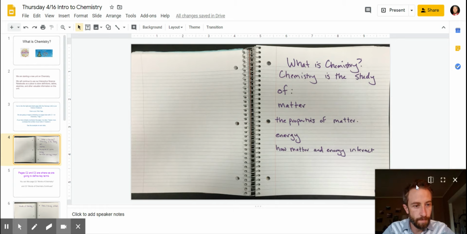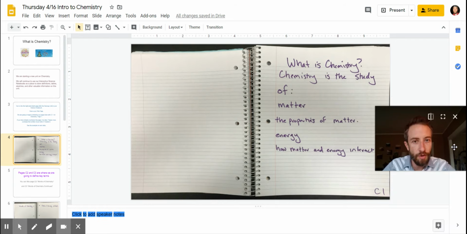Here's an example. This is our title page. This is what yours should look like. It should say C1 on the right-hand side. What is chemistry? Chemistry is the study of matter, the properties of matter, energy, and how matter and energy interact. If you need to pause me while you copy this down, pause me now. Otherwise, I'm going to keep going.